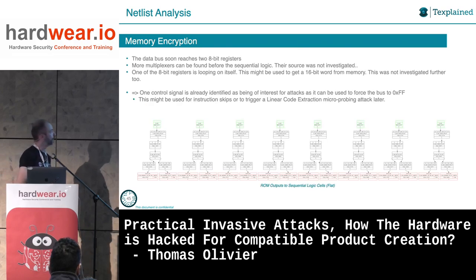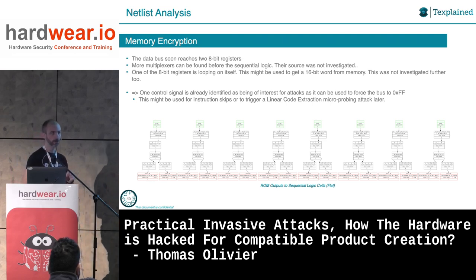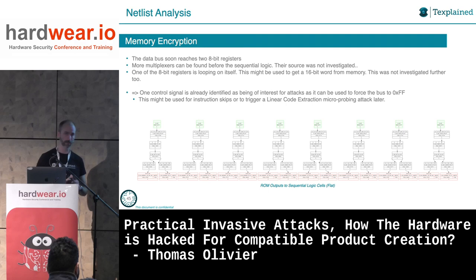Then we went a bit further, because what's interesting is to know where the registers are, right? The combinatorial logic is one thing, but the registers. Here are the first stage of registers that are reached by ROM, RAM, and flash, right? So probably that's already part of the instruction register.